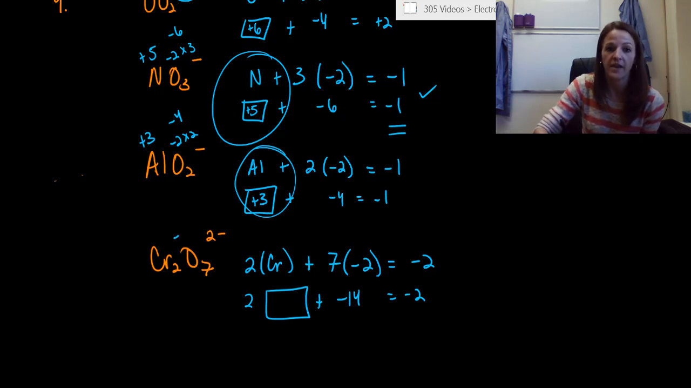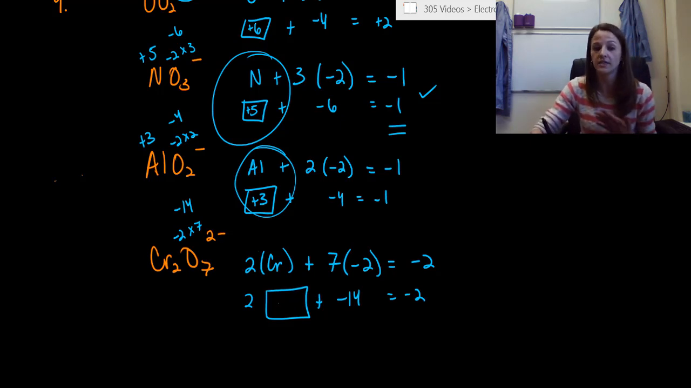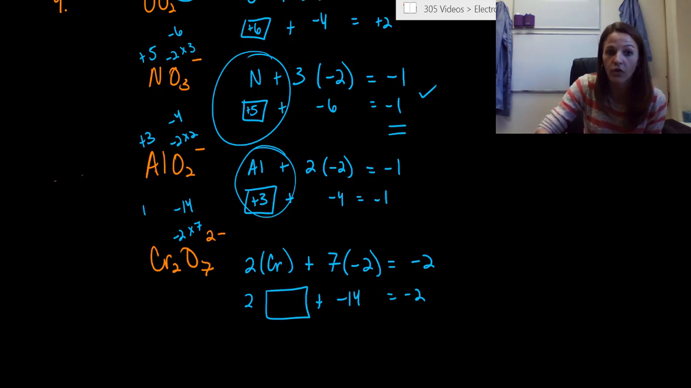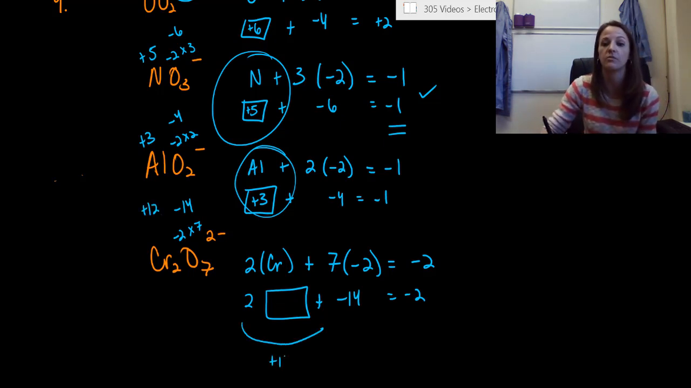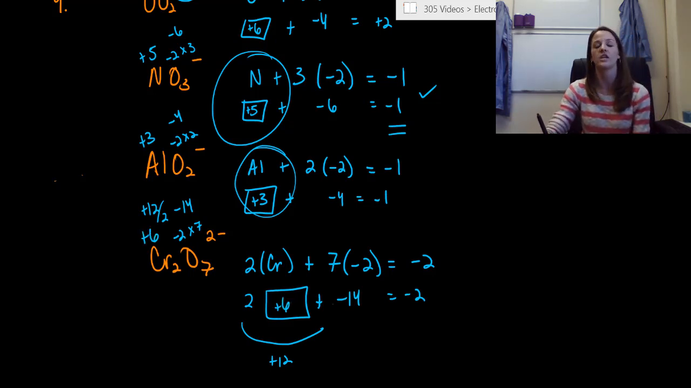So let's do it over here. Negative 2 times 7 gives us an overall charge of negative 14. So something plus negative 14 has to give us negative 2. The only answer here has to be that our overall charge for chromium has to be plus 12. So 2 times something needs to be plus 12. The only way to do this mathematically is 12 divided by 2. There's 2 chromium atoms. The only answer possible is plus 6. So if we do this properly, we end up with chromium with an oxidation number of plus 6.